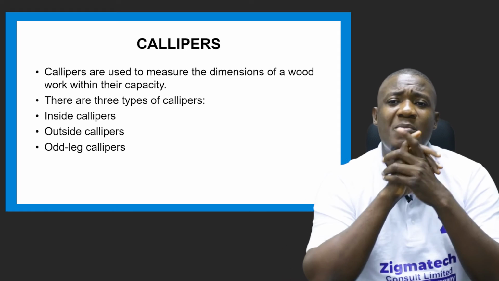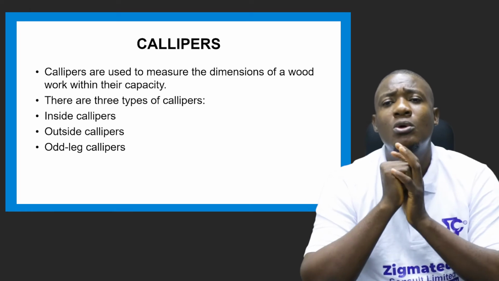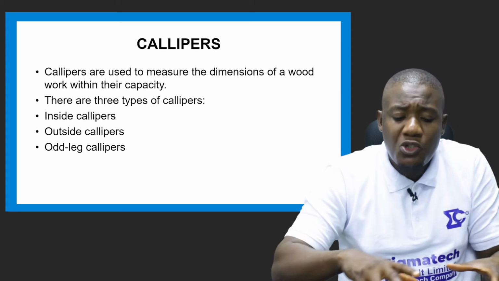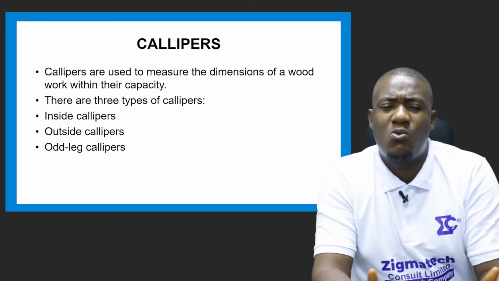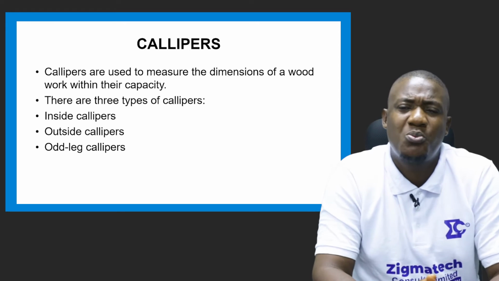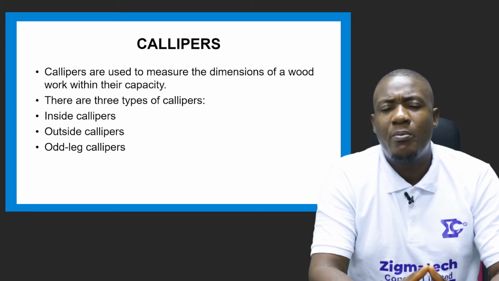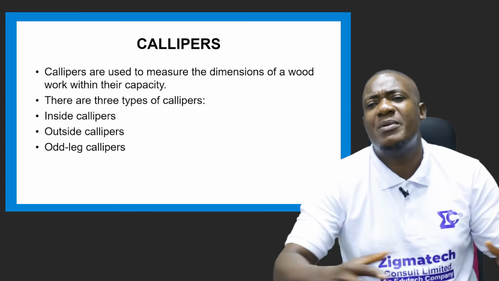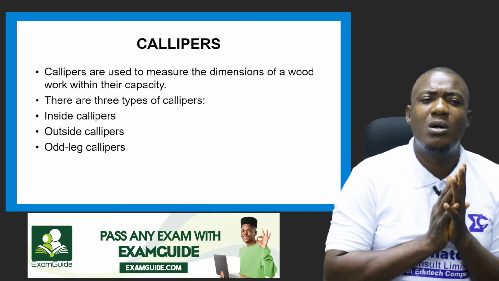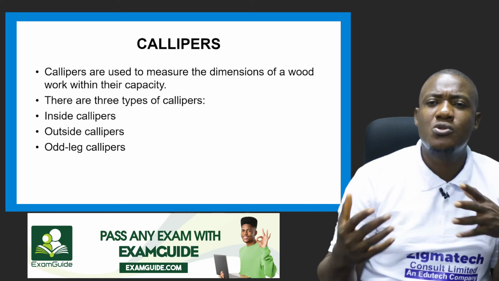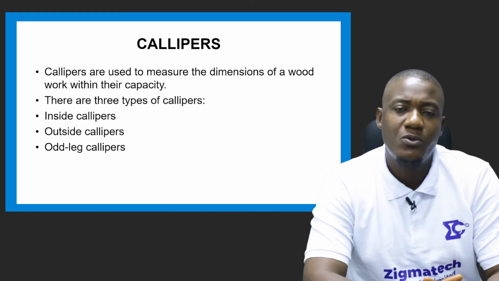All right, just as the name implies, the inside caliper is basically used to measure the internal diameter of our workpiece. That's what the inside caliper is used for. But the outside caliper measures the external diameter of a workpiece. Let's say you want to measure a wood, you want to know what the outside diameter is. That is what the outside caliper will tell you.